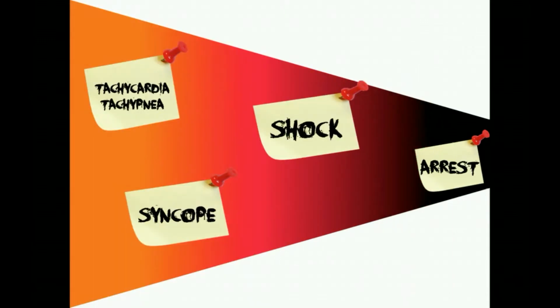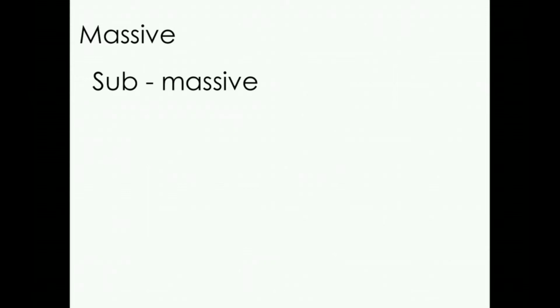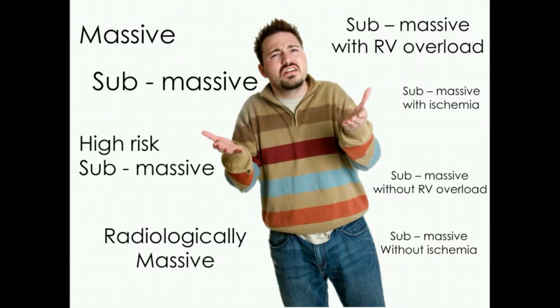We're going to focus on this population, and even more, we're going to take out the people with PE and cardiac arrest, okay, because that's a different topic. Either you believe in lytics in the context of cardiac arrest or you don't, but we're going to focus on this population. We always have been taught that PE can be massive or submassive, okay? And that sounds about right, but when you start reading the literature, you find very confusing nomenclature, okay? You have submassive with RV overload, submassive with ischemia, submassive without ischemia, radiologically massive, high risk submassive, and it can be very confusing.